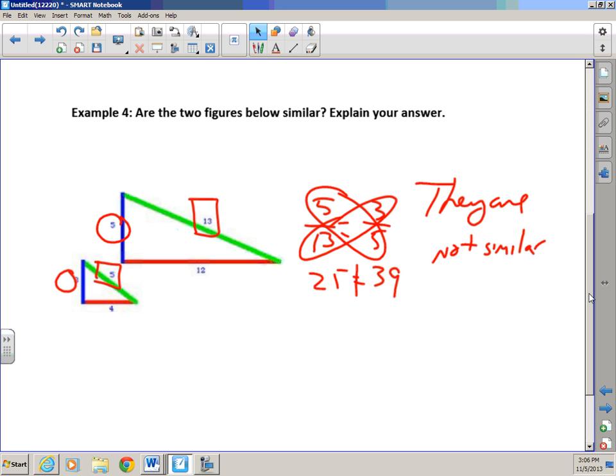So, to recap today's lesson, what we did is we determined if two figures are, in fact, similar to each other by coming up with the ratio of the corresponding sides of the figures. And if each of those ratios are equivalent to each other, then the two figures are similar.